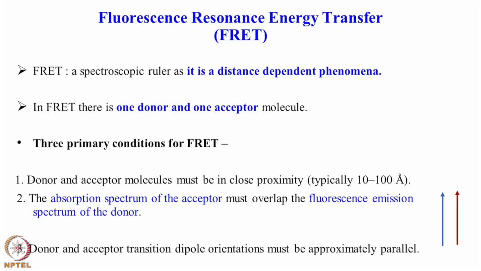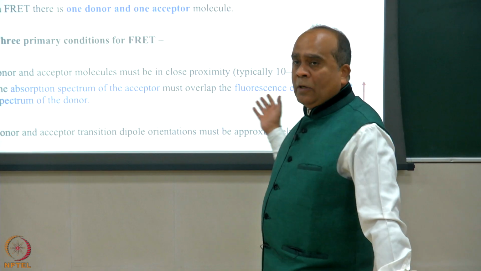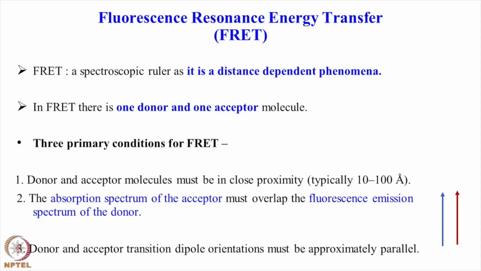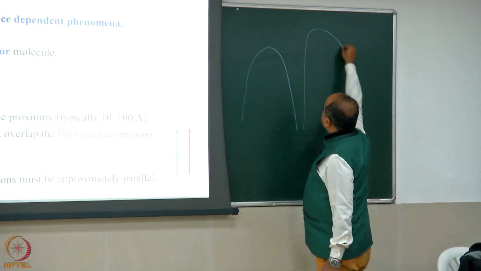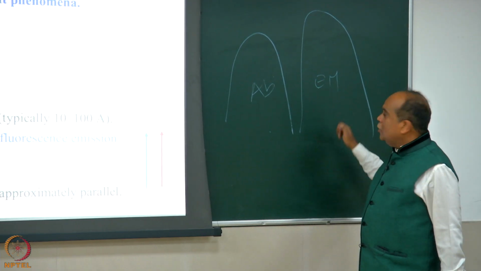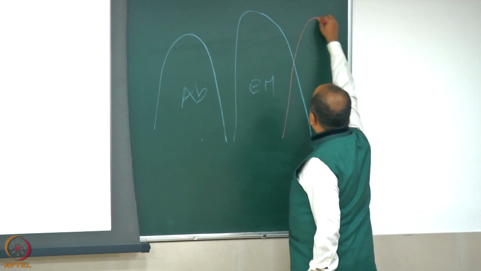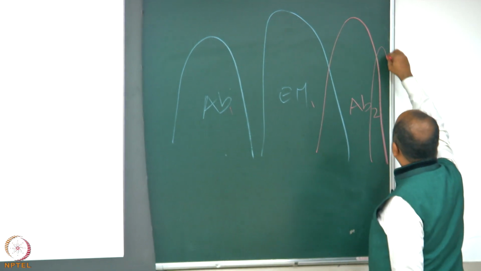So, the primary condition for FRET to happen is a two-fluorophore system. One is donor, one is acceptor, and they have to be in close proximity because energy has to be transferred. Close proximity means a 10 to 100 angstrom distance. Another condition is that the absorption spectrum of one should match the emission spectrum of the other, right. So, if I just go to the board, say this is my spectrum for a fluorophore, here is absorption and this is emission. Now, the emission of this one should match the absorption of the other fluorophore. So, here is absorption 2, emission 1, and then there will be the emission of that one, right.